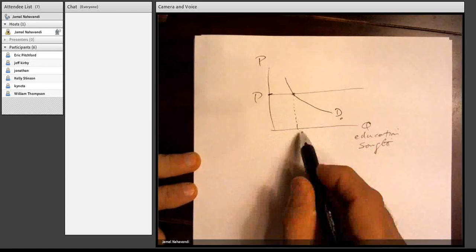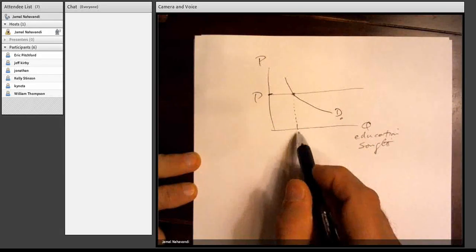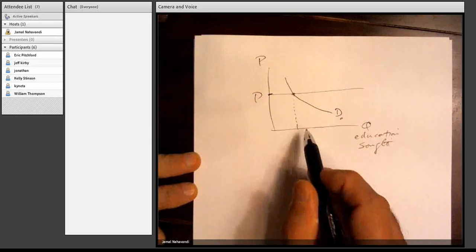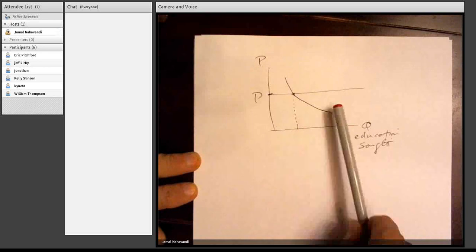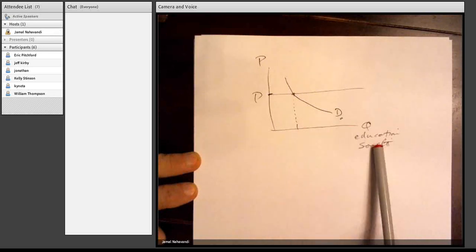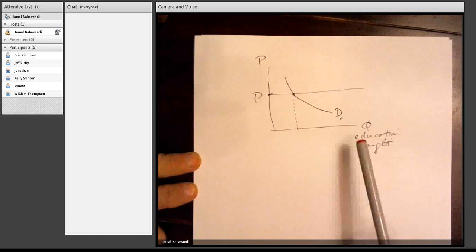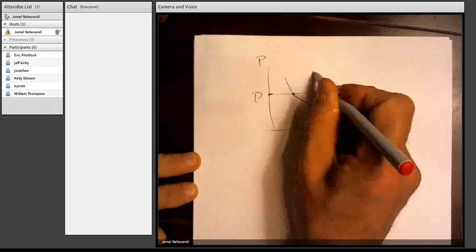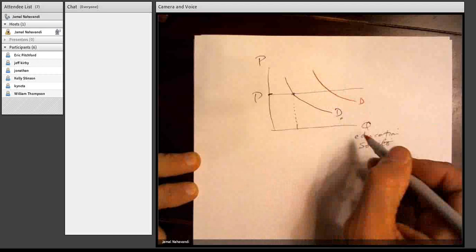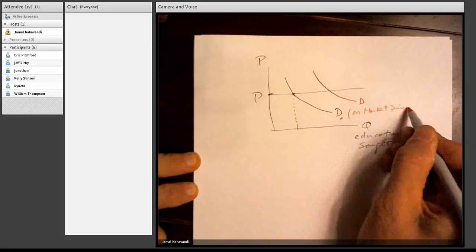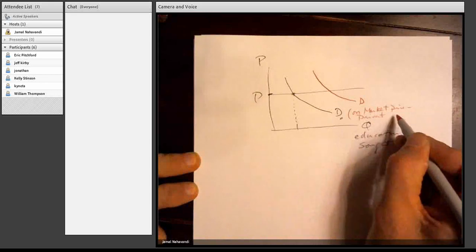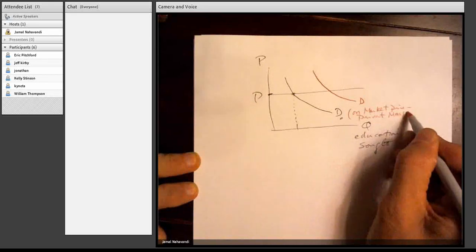But we know that this is not enough. We need more of this because the spillover, the positive spillover, spreads throughout the economy and will have long-term positive implications. So therefore, we subsidize education through taxes or charity, and therefore this will be the demand. This will be the demand for education on market price, private marginal benefit.